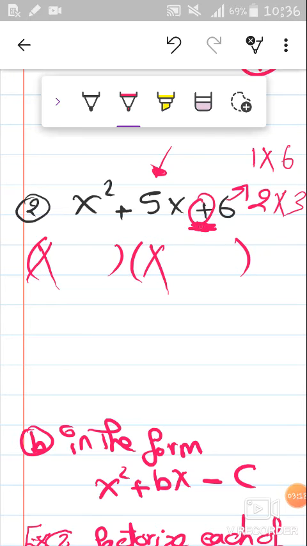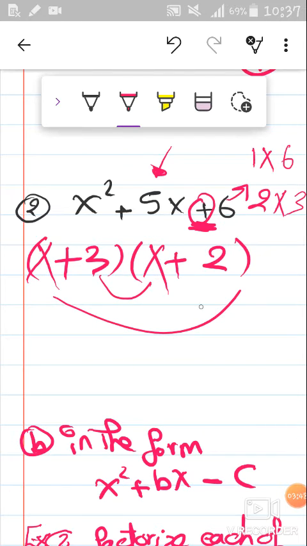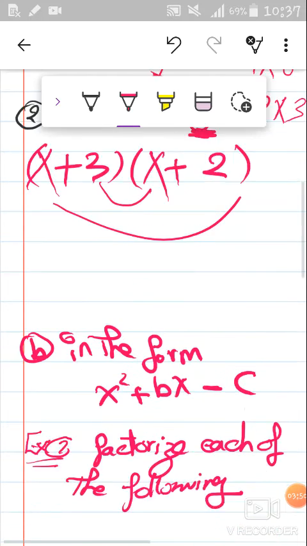Also, the last term is positive, and we said that it means sum and same: the two brackets have the same sign as the middle term, so it's positive. And for the sum, I need to take two factors whose sum is equal to 5, which are 2 and 3. Number 4, check: x times x is x power 2. 2 times 3 is equal to 6. The middle terms 3x and 2x, their sum is 5x.